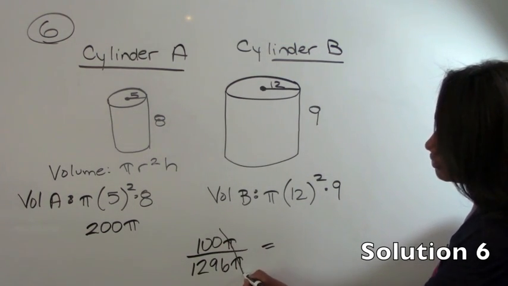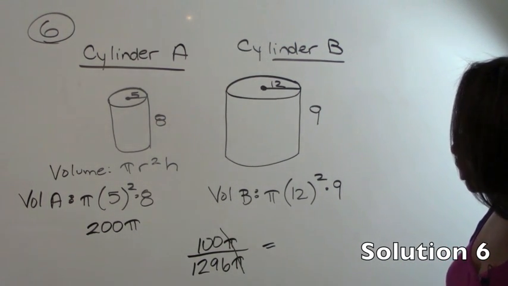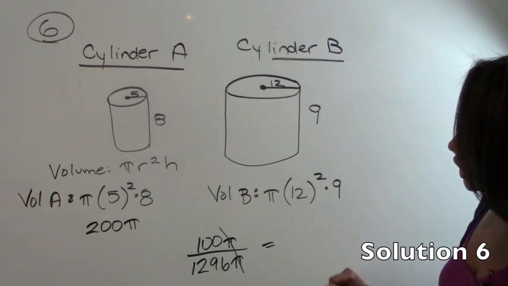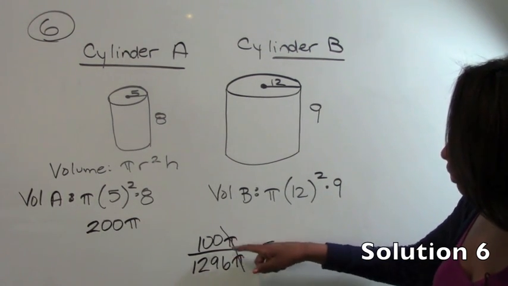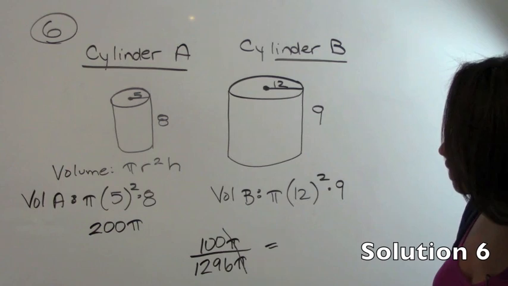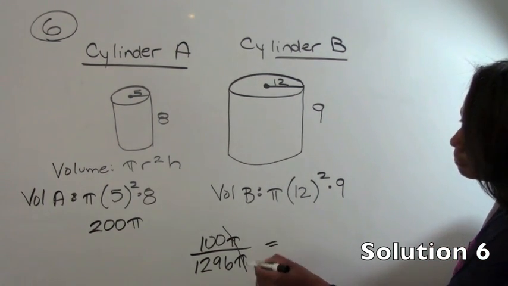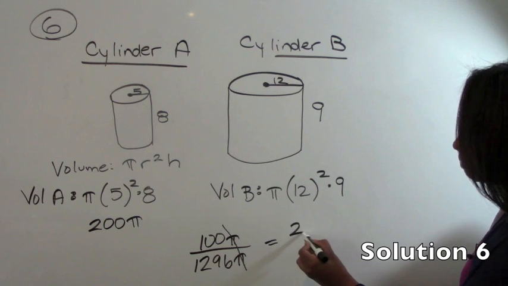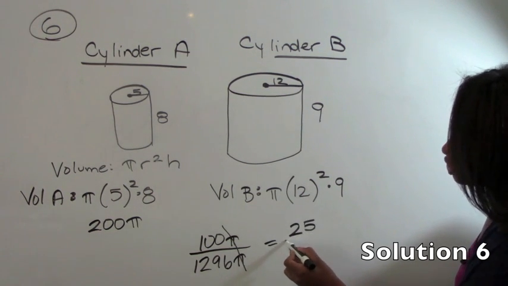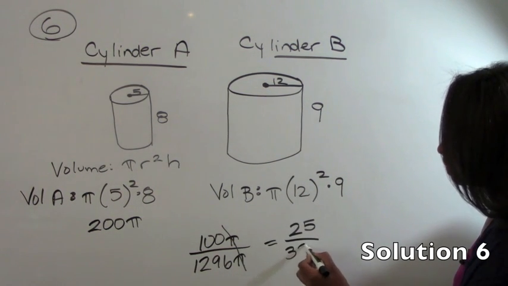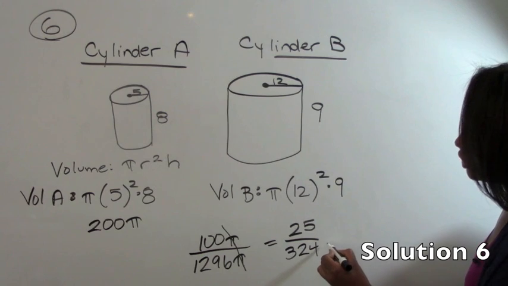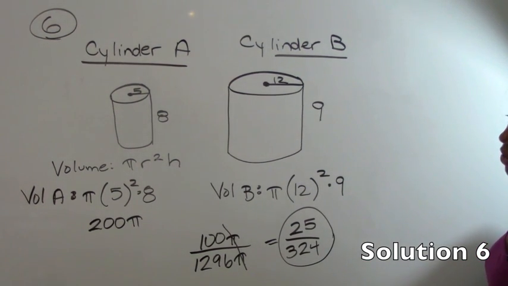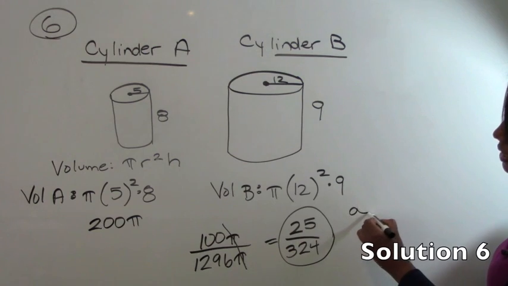So now you just simplify. You can divide by pi. You might notice that both our top and bottom numbers are divisible by 4. If you don't, you should definitely notice that they're both divisible by 2 because they're both even. And if you divide by 2, you can simply divide by 2 again. But in this case, we'll just divide by 4 from the beginning. So we get 25 over 324. So cylinder B is 25 324ths of the way full. So the answer is A.